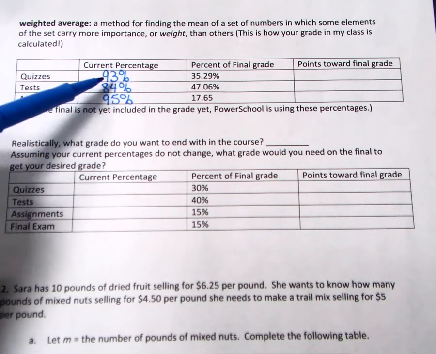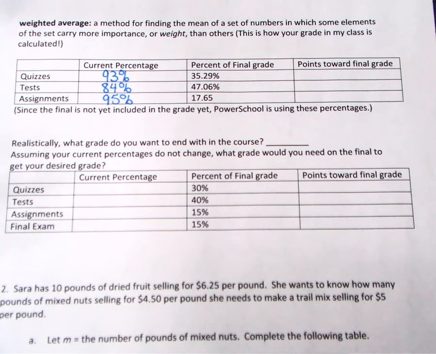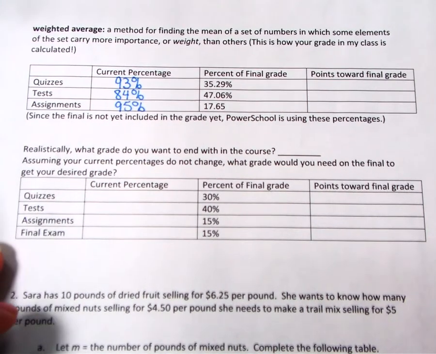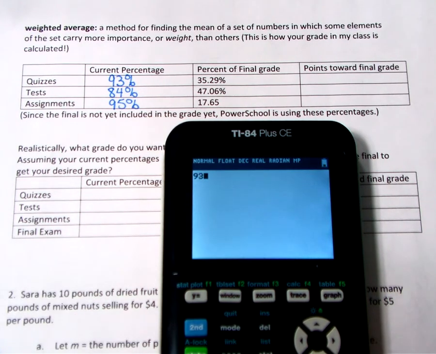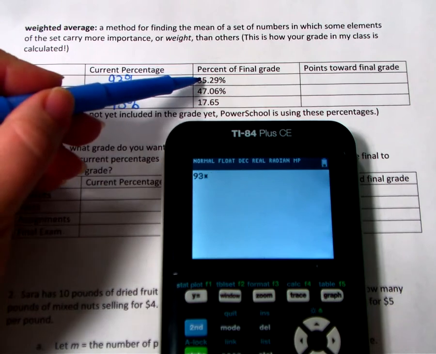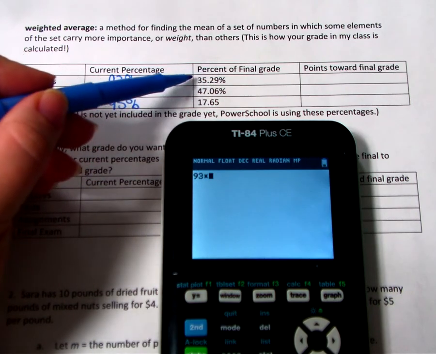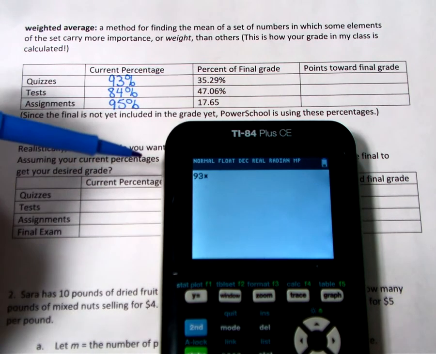So I just have an example student here. They have a 93% on quizzes, an 84% on tests, and a 95% on the assignments. So we're going to calculate out what that person's grade is in PowerSchool using weighted averages, which is how, again, your grade is calculated. To do that, you need to take the percentage that you currently have, and you are going to multiply that by the decimal equivalent of how much it's weighted in this class.